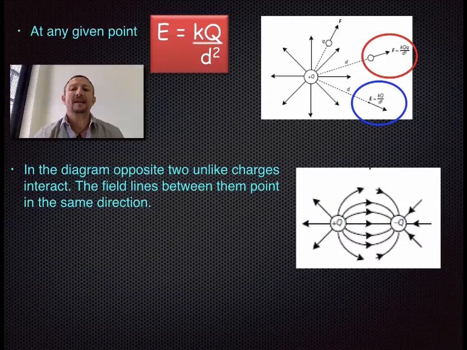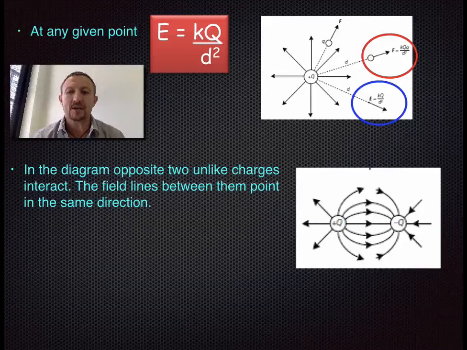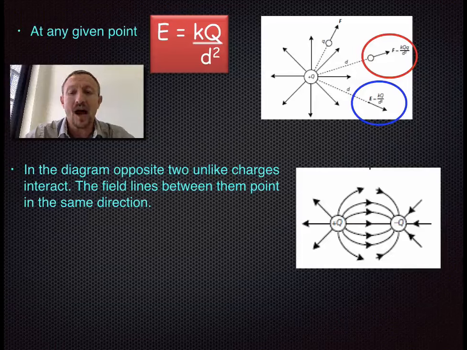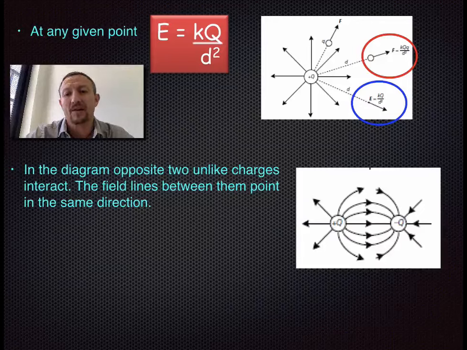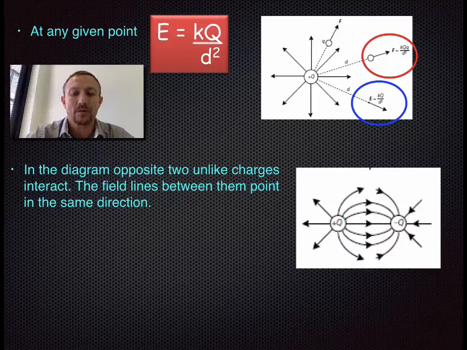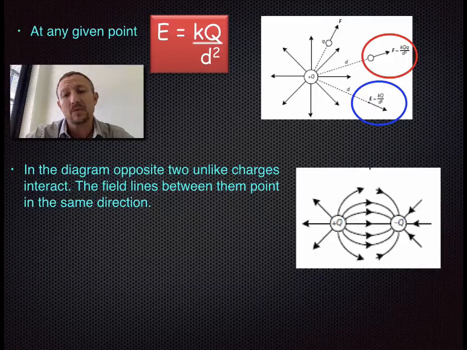So how do we get this idea of field lines interacting? Well, you can see down below here we've got two charges which are unlike. So we've got a positive on the left-hand side and a negative on the right-hand side. Now if I just drew the basic diagrams of field lines, you would notice that the positive charge always has its field lines acting out from the center, and the negative charge always has them acting in. Now in the middle, where these field lines will interact, you'll notice that they're going in the same direction.